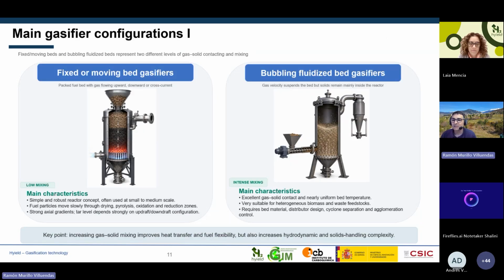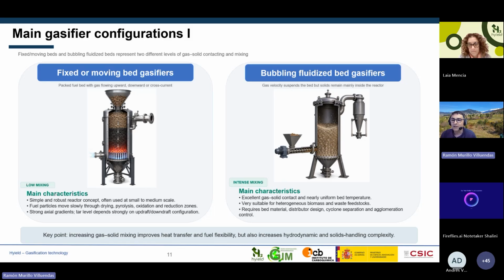This slide introduces the main reactor configurations used in gasification. On the left, we have fixed or moving bed gasifiers. These are relatively simple and robust systems where the solid fuel forms a packed bed and moves slowly through different reaction zones. The typical reaction zones are drying, pyrolysis, oxidation, and reduction zone.